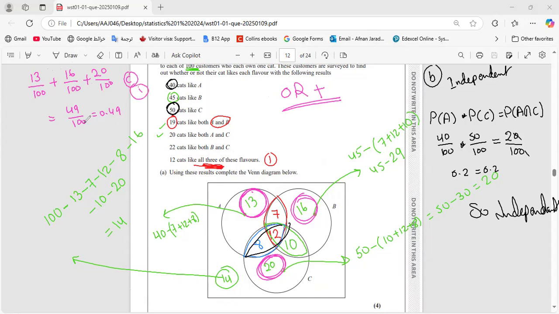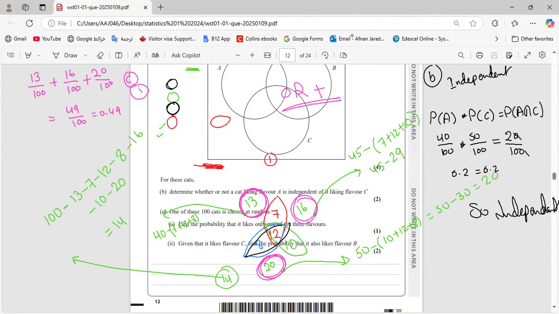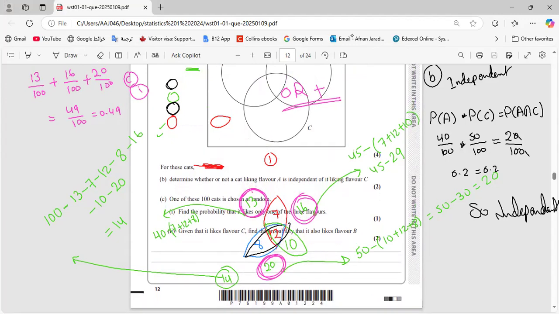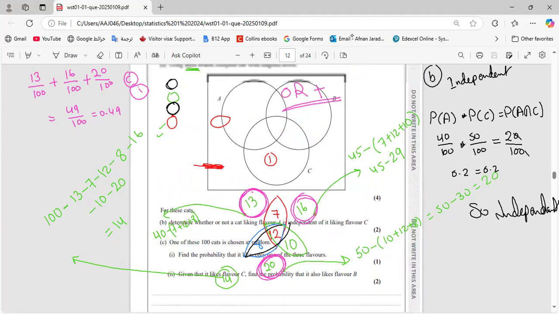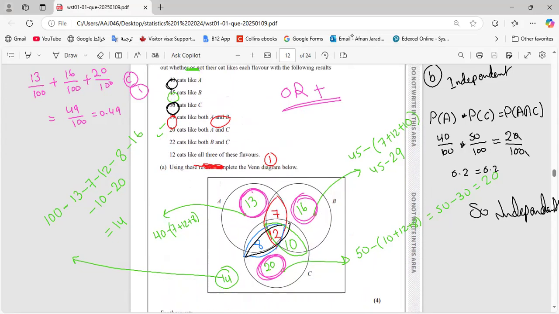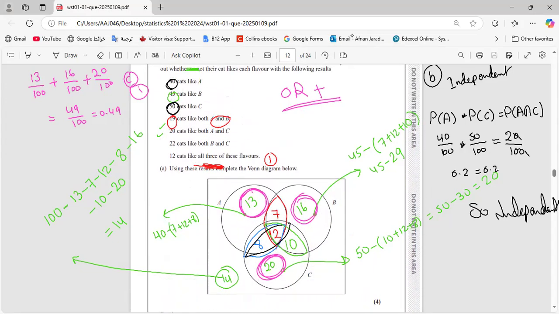Part C, double I. Given that it likes flavor C, find the probability that it also likes flavor B. Look at given that. So you can read it: find the probability that it also likes flavor B, given that it likes flavor C.